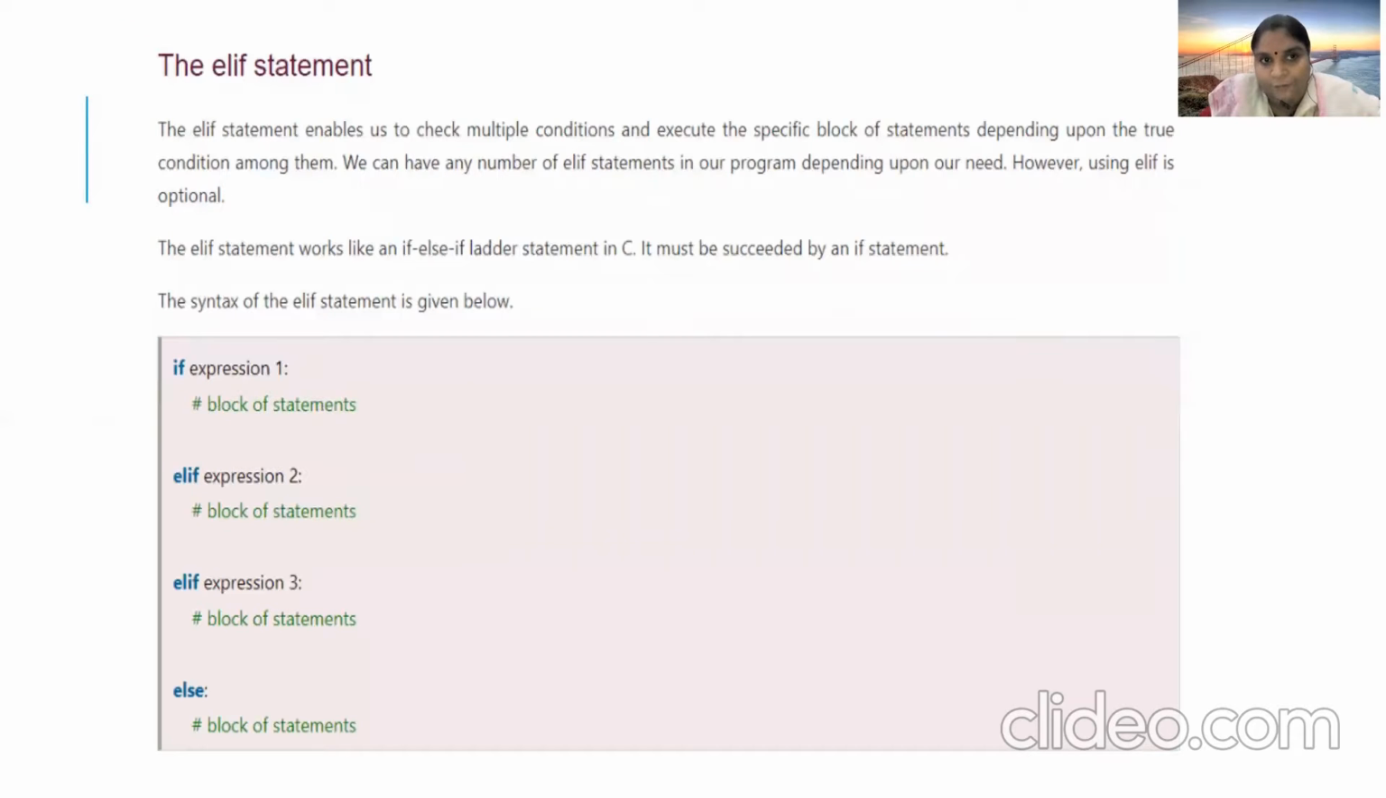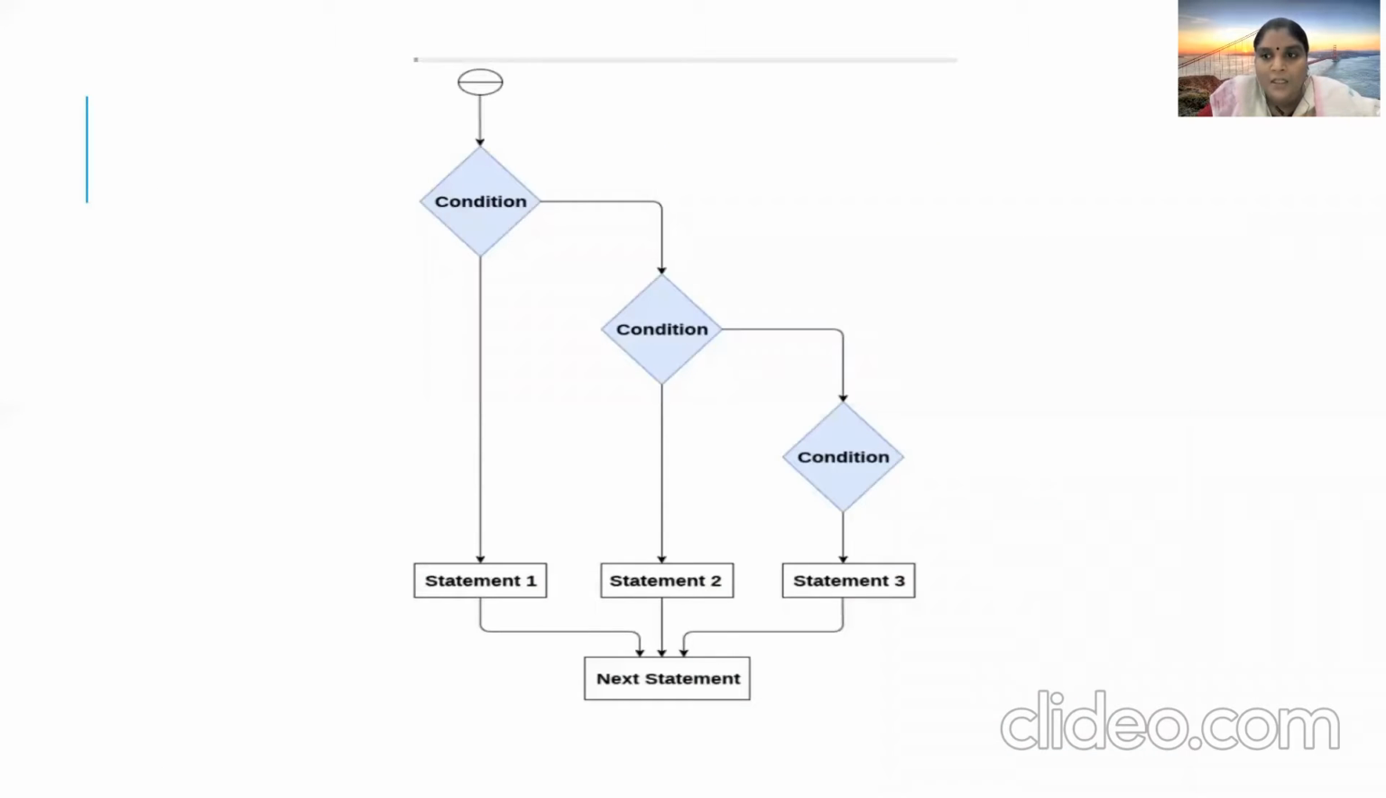Next one is elif. Where we will be using elif is where we have multiple conditions to be checked to execute a block of statements. Just keep it in mind, to execute a particular block of statements, we will be checking multiple conditions. So this is the syntax: if expression 1, elif expression 2, elif expression 3, and else. We'll have one if and one else, and in between we will have multiple expressions to be checked. See this flow chart. Here we have condition 1, statement 1 will be executed. Condition 2, statement 2 will be executed. Condition 3, statement 3 will be executed. Then only it goes to the next statement.